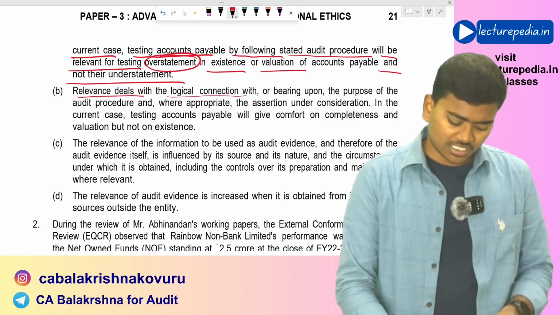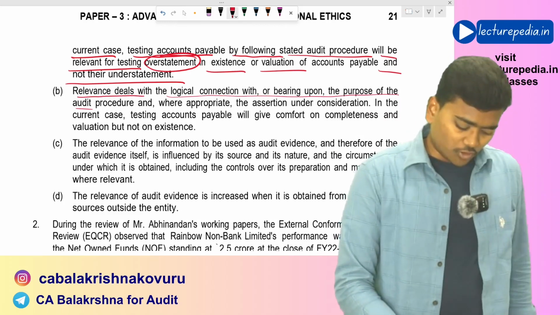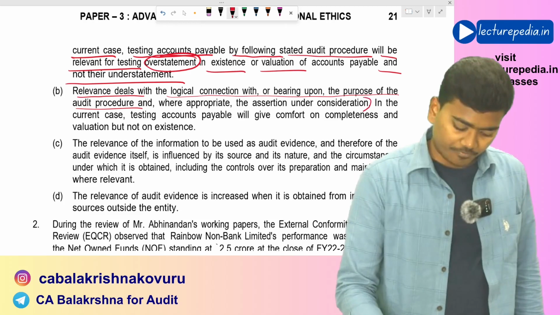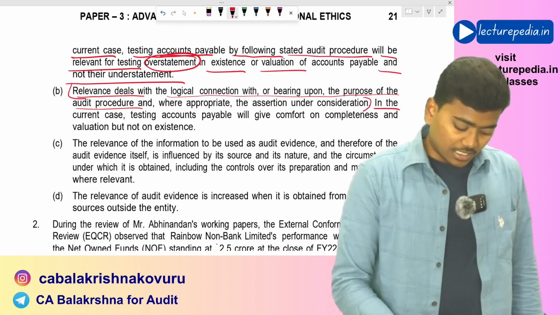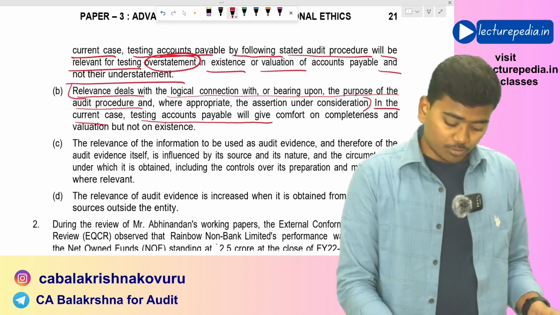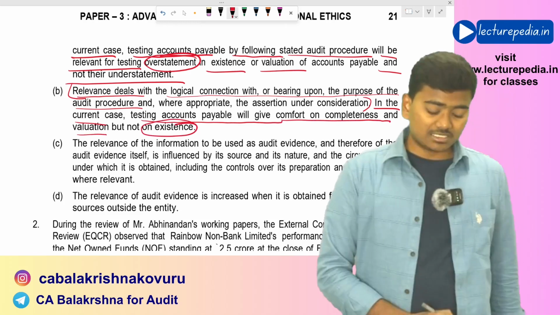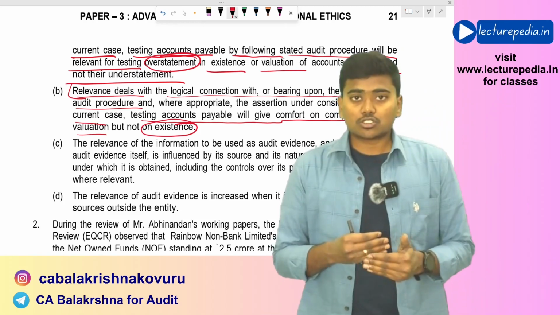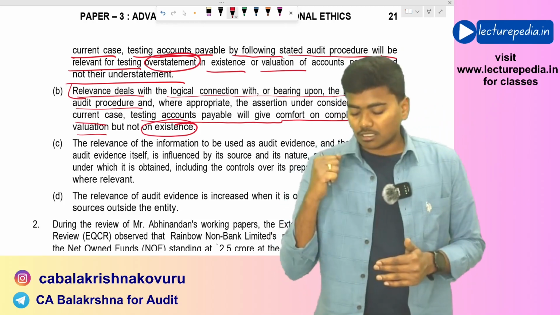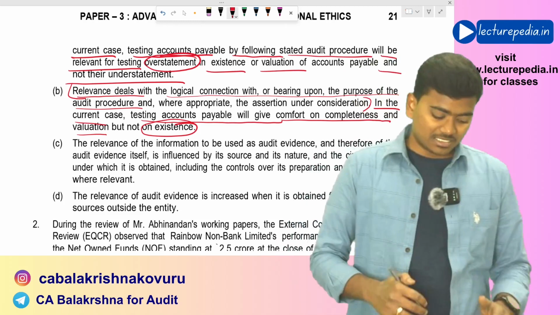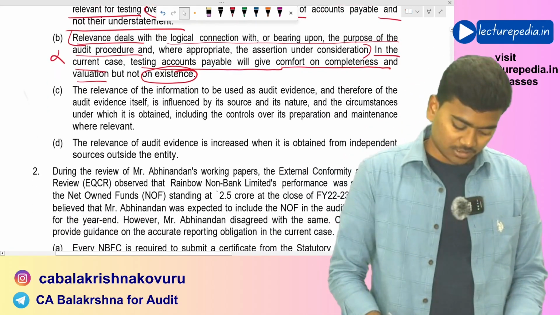Let us also read the other options. Option B: relevance deals with the logical connection with or bearing upon the purpose of the audit procedure. The definition is correct. Next, they are saying that in the current case, testing accounts payable will give comfort on completeness and valuation, but not on existence. No, you should also obtain confidence with respect to existence. So option B is not correct.